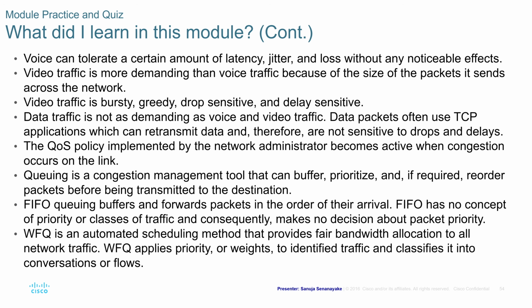FIFO, also known as first in first out queuing, buffers and forwards packets in the order of their arrival. So FIFO has no concept of priority or classes of traffic, and consequently makes no decisions about packet priority. While WFQ is an automated scheduling method that provides fair bandwidth allocation to all network traffic. WFQ applies priority or weights, what we call, to identify traffic and classify it into conversations or flows.